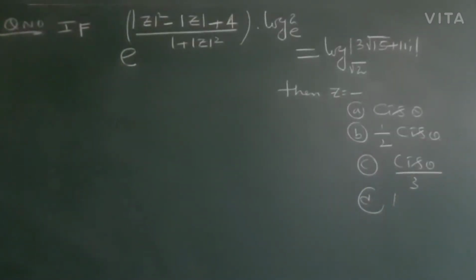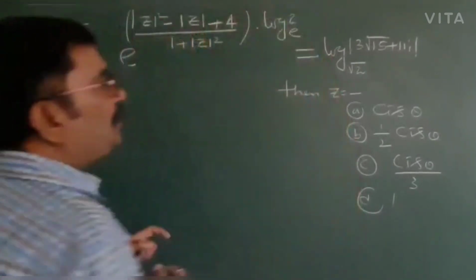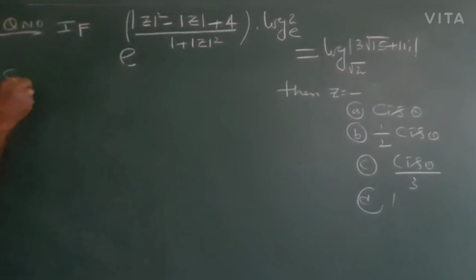In this question we are given: if a power (mod z square minus mod z plus 4) upon (1 plus mod z square) into log 2 base e is equal to log of the modulus of (3 root 15 plus 11i) base root 2, then we have to find z in terms of cis theta form. Now you can very well observe this is in the form of e power p log m.